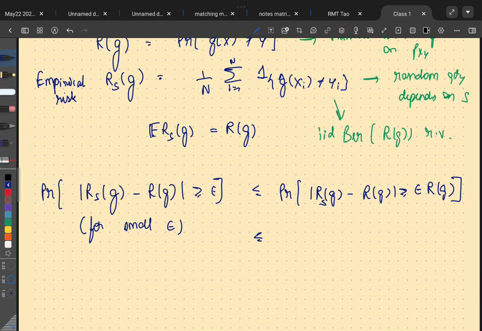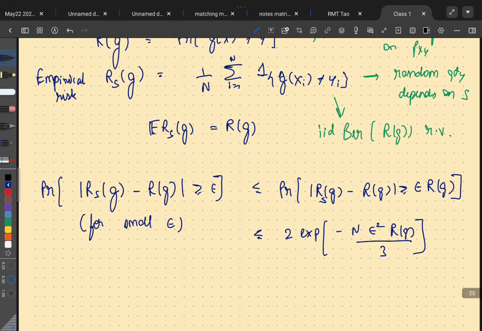Now I can use the multiplicative form of the Chernoff bound that I had earlier. This is less than or equal to 2 times e raised to minus n epsilon squared times the expectation divided by 3, assuming that epsilon is less than 1. This is for one particular R of g.